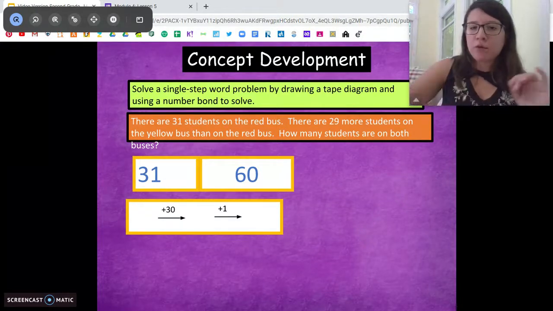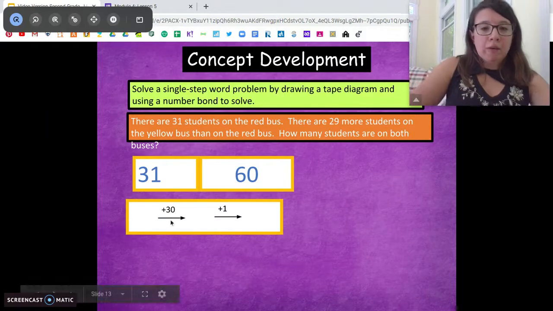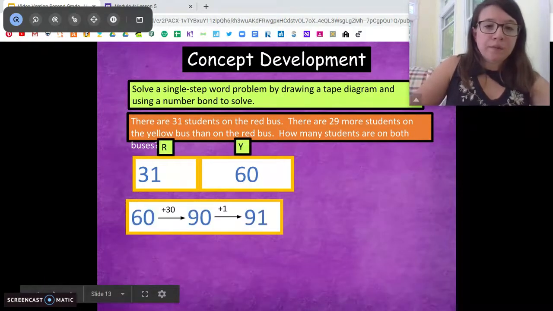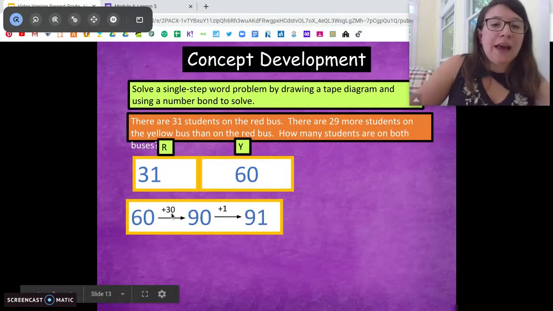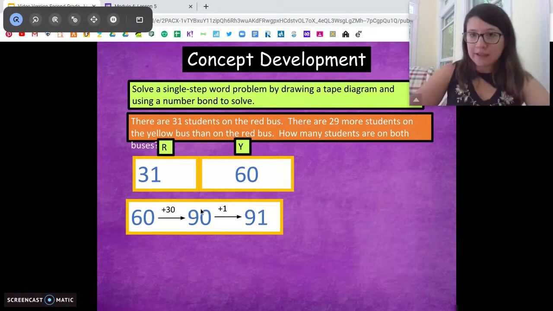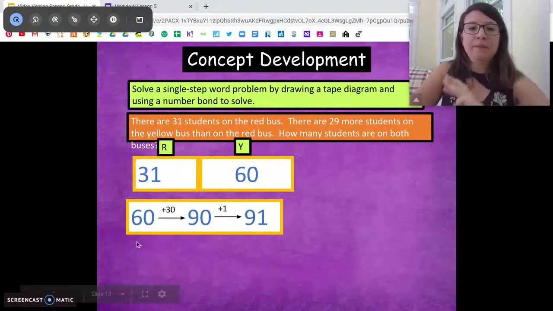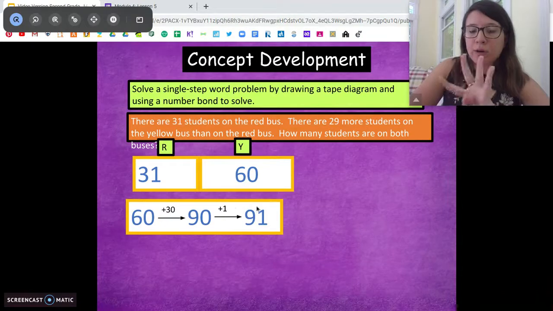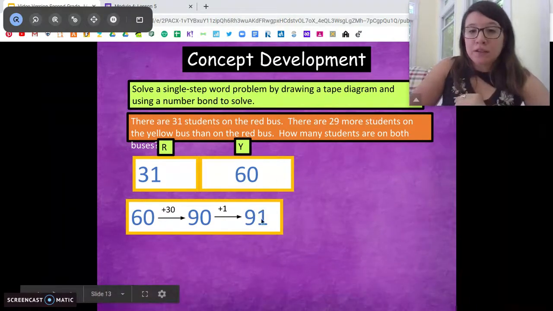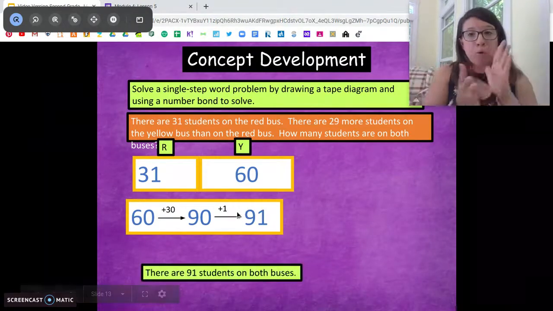Okay, I'm going to go over both ways. So for the arrow way, which is right here, we're going to start with 60, and we got to add 31. So we're going to do a quick jump to 90, 60, 70, 80, 90. We're going to add that 30, and then we're going to add one more to get us to 31. So our 91 is how many students are on both buses.